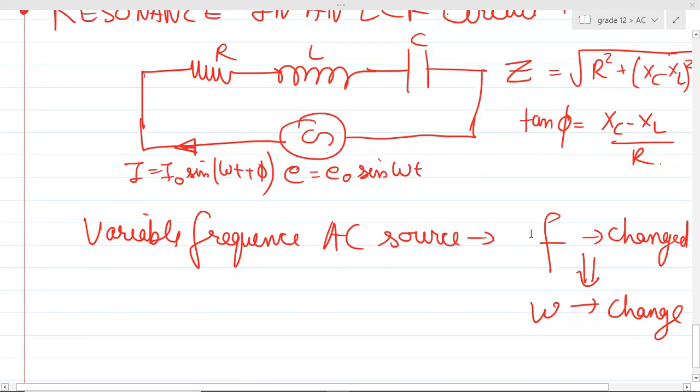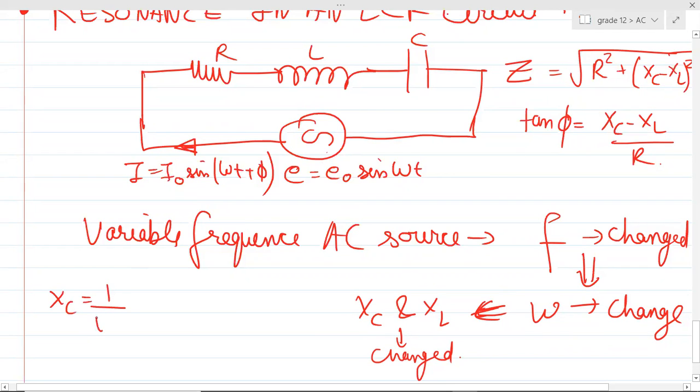Then if frequency can change, automatically omega can change, right? If omega can be changed, then can I say that XC and XL can be changed? Yes or no? Simple thing. If I change the frequency, omega changes, and if omega changes, then XC and XL change because XC and XL both depend upon omega, right? So we know this fact as well.